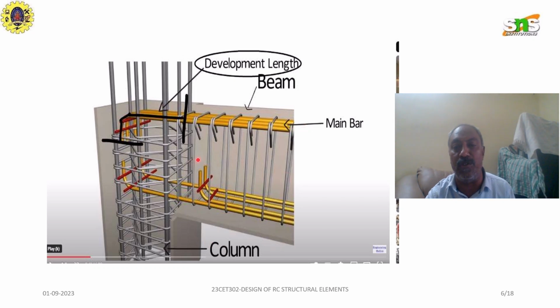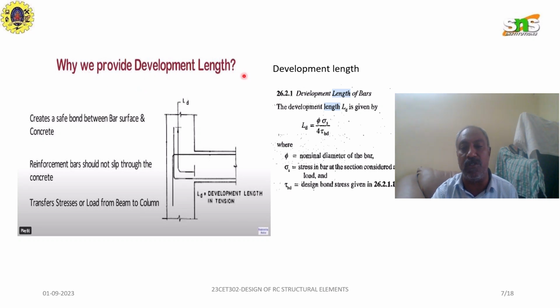The clause 26.2.1 gives the development length as Ld = φσs / 4τbd. You see in this code provision, bottom rods go in the upward direction and top rods in the downward direction. From this, the development length we have to provide is a minimum length of 450 or the minimum from this formula, φσs / 4τbd. This is the formula we have to provide as per the code provisions, IS 456 26.2.1.